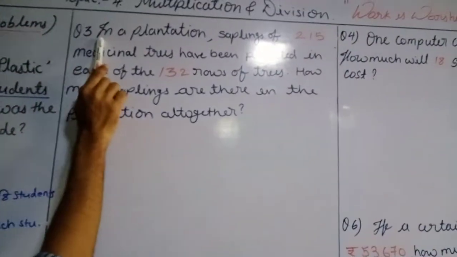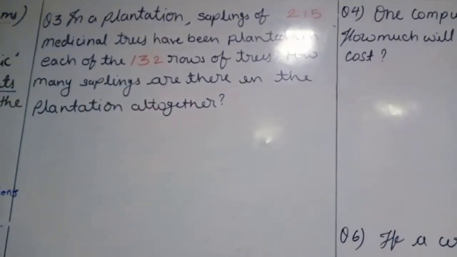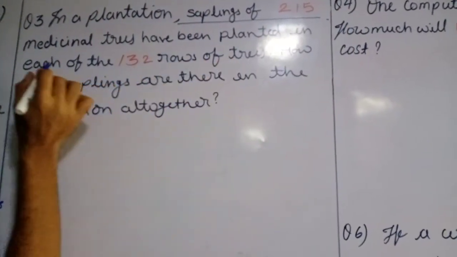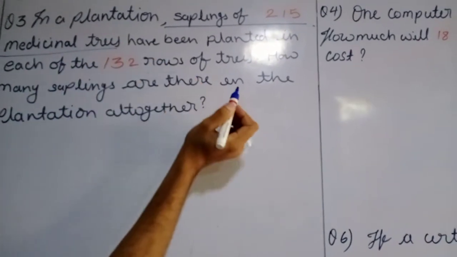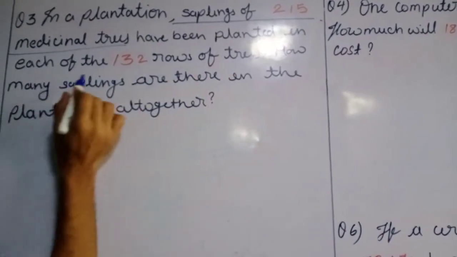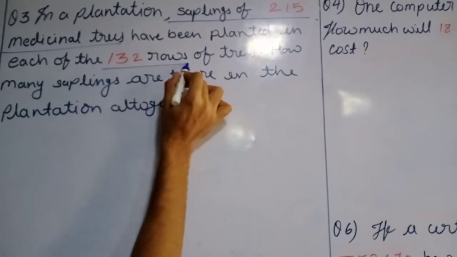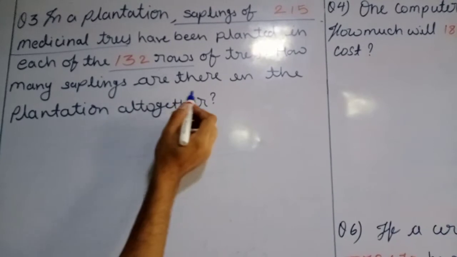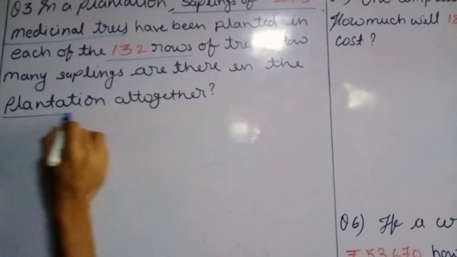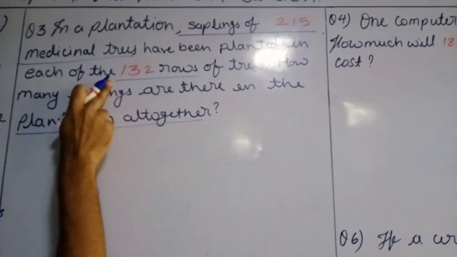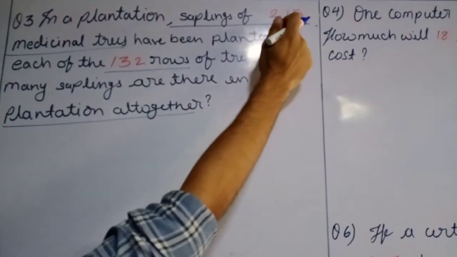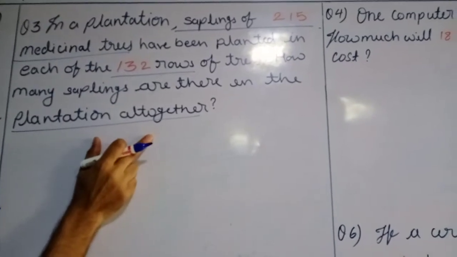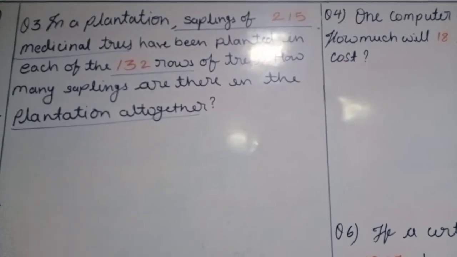That is, in a plantation, there is a tree plantation campaign. Saplings of 250 medicinal trees have been planted. In each of the 132 rows of trees, how many saplings are there in the plantation altogether? Means there are 132 rows, and how many saplings do we have? 250. Now we have to find how many trees should be planted altogether. So let's start.